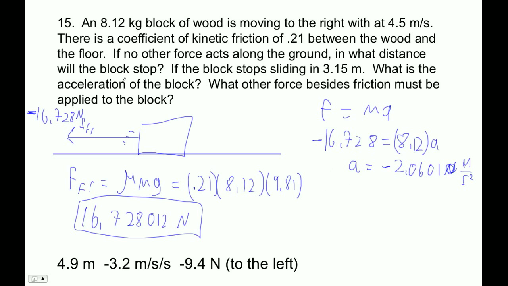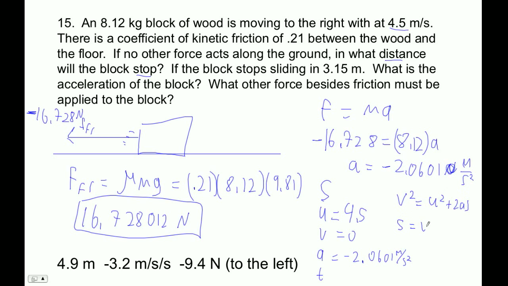Now we can use SUVAT. We want to know what distance it will stop, right? Here's our initial velocity, final is 0, and that's our acceleration. So initial velocity is 4.5, final 0. Time we don't care about. Acceleration is negative 2.0601 meters per second squared, and I think we're going to use v squared equals u squared plus 2as. So s is going to be v squared minus u squared over 2a.